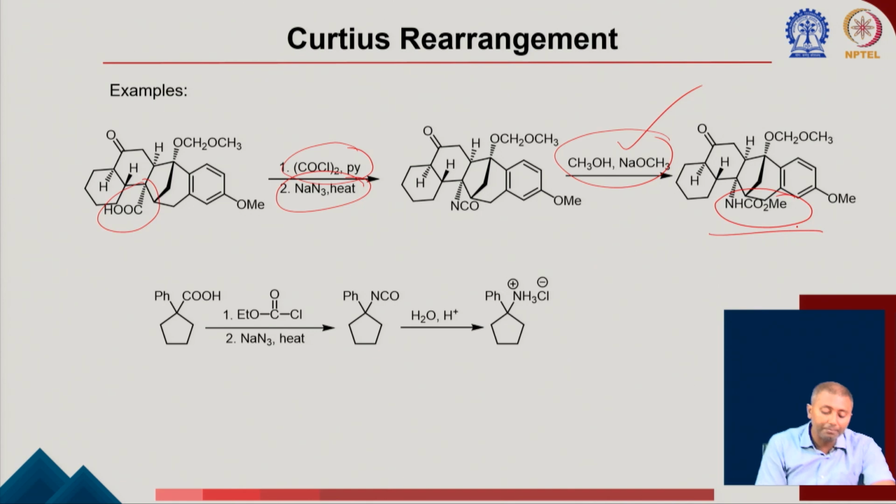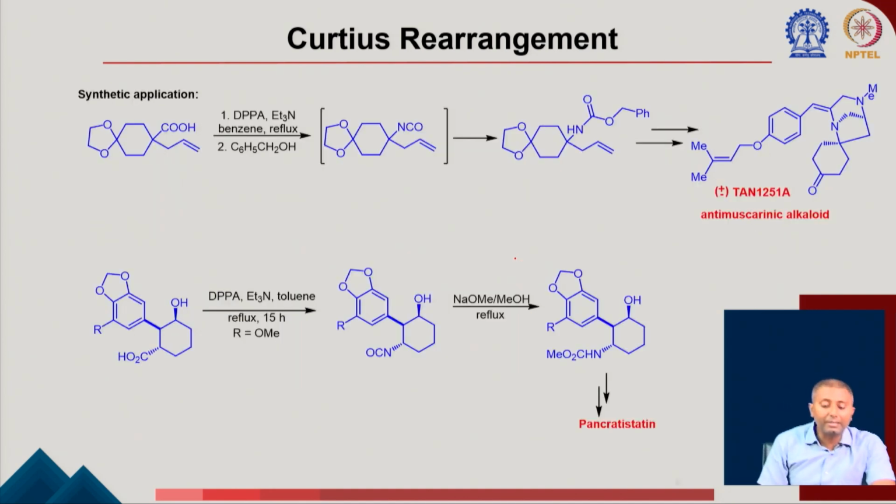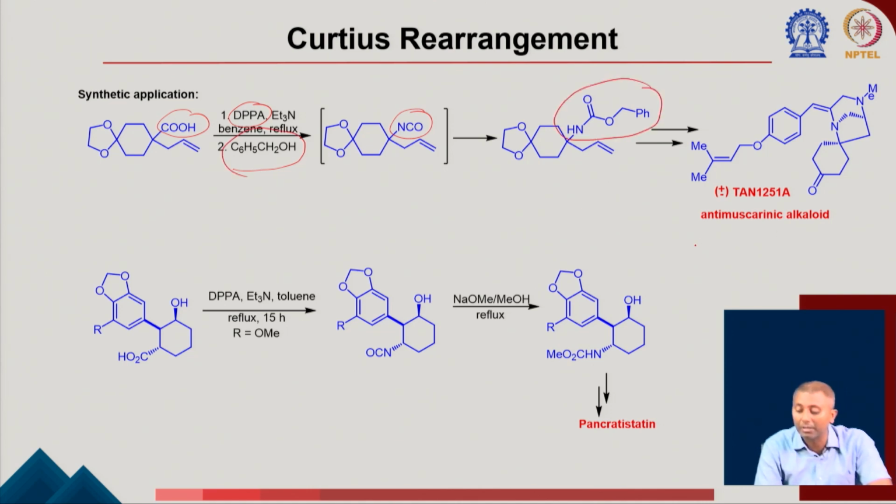There is another example here: you have this carboxylic acid converted to the acid chloride, again azide, formation of the isocyanate, and with H2 it is going to convert to the corresponding amine, and if you add some acid at the end, then you can isolate the amine in protonated form, as a salt. Now there is another synthetic application, again using DPPA and triethylamine. This is diphenyl phosphoryl azide, which can convert the carboxylic acid to the azide, then the corresponding isocyanate. Now if you choose this alcohol, it is going to make this particular carbamate, which you can use for further transformation to make a biologically active compound.